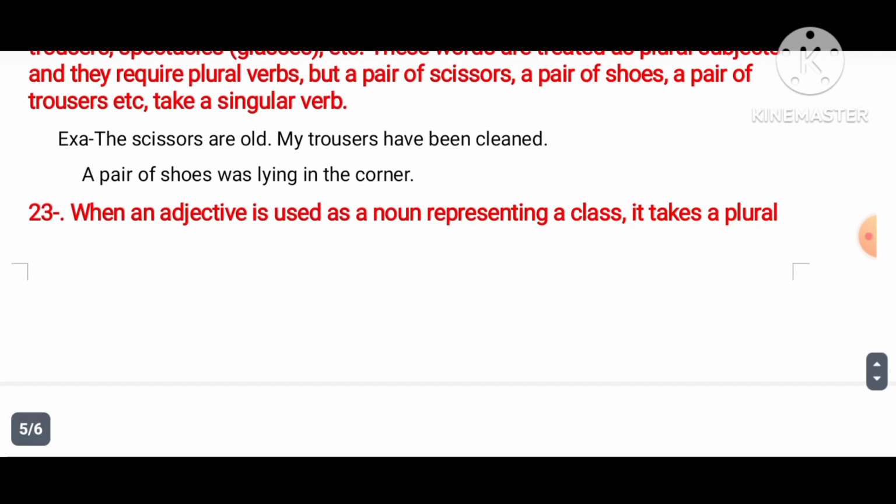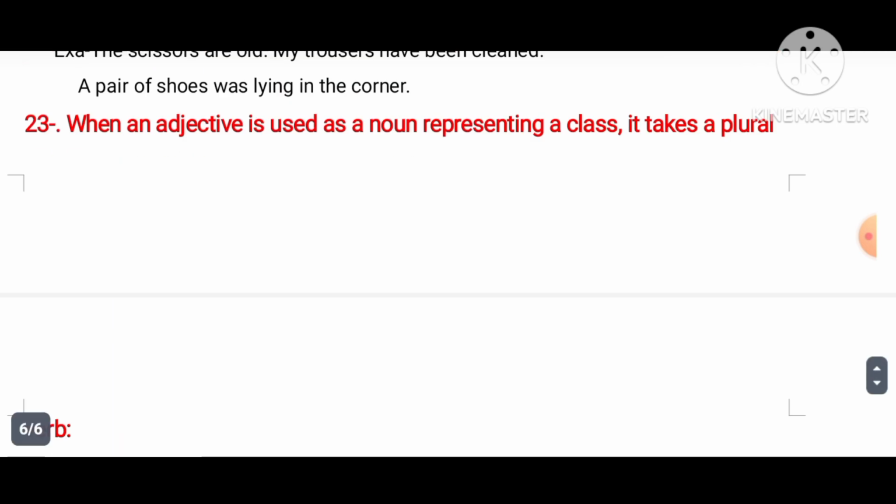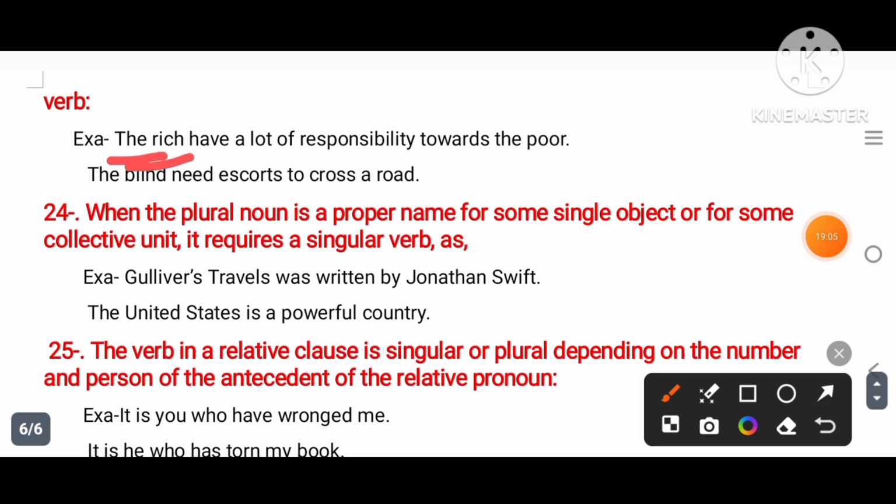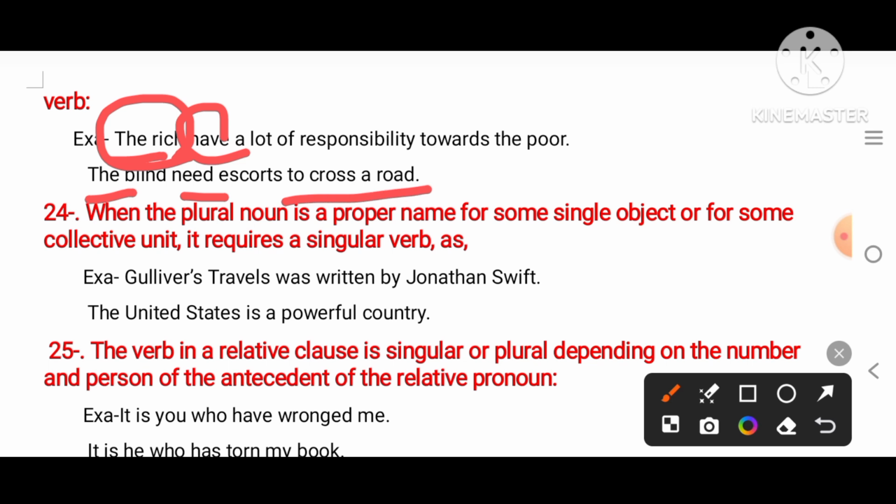Then when an adjective is used as a noun representing a whole class, it takes the plural verb. Look at this. The rich, this is an adjective, but it represents the whole rich class. So always we use the plural verb. The blind need escorts to cross the road. So remember these rules. It is very difficult also, but if you watch the video again and again, then you can understand and you can remember also.